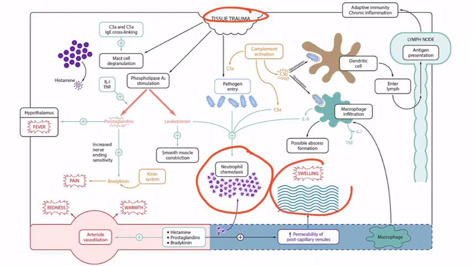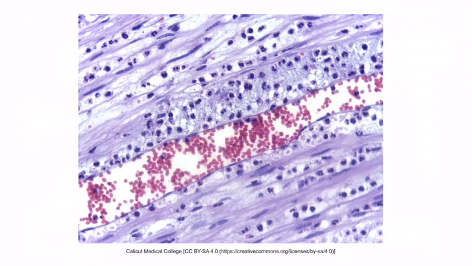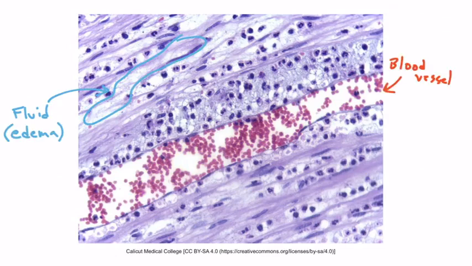Next, notice the swelling. All of this inflammation will increase the permeability of the post-capillary venules. So if we stripped away everything else from this image, you can at least remember that when you look at the tissues, you'll see swelling and neutrophil infiltration. This is a histologic image from a tissue during acute inflammation, and you can see increased fluid spaces, or you could call this edema. And also, the neutrophils have left the blood vessel and entered the tissue.